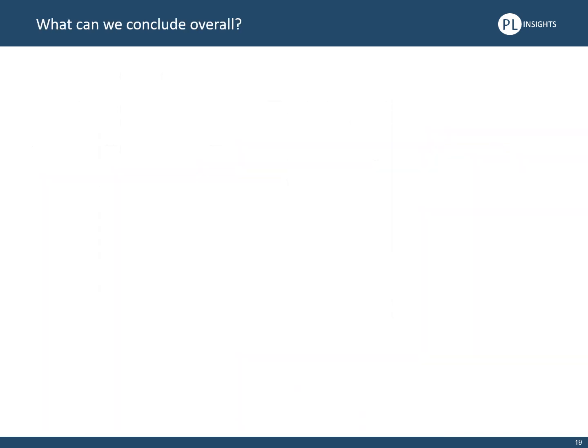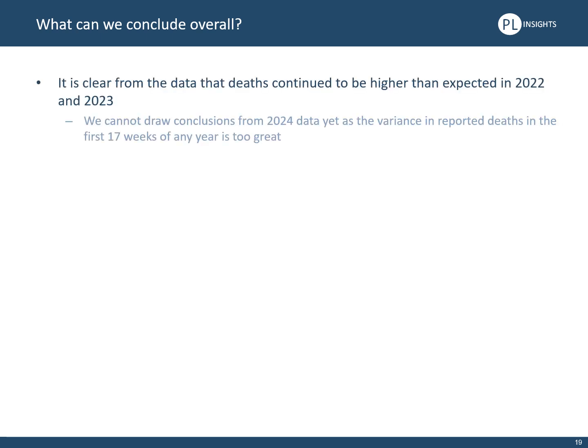So that's all the analysis that I'm planning to show in this presentation. What can we conclude overall from the findings? So it's clear to me from the data that deaths continue to be higher than expected in 2022 and 2023. I don't think we can draw any firm conclusions from 2024 data yet, as the variance in reported deaths in the first 17 weeks of the year is too great. We need to wait to see what happens during the summer and autumn months.